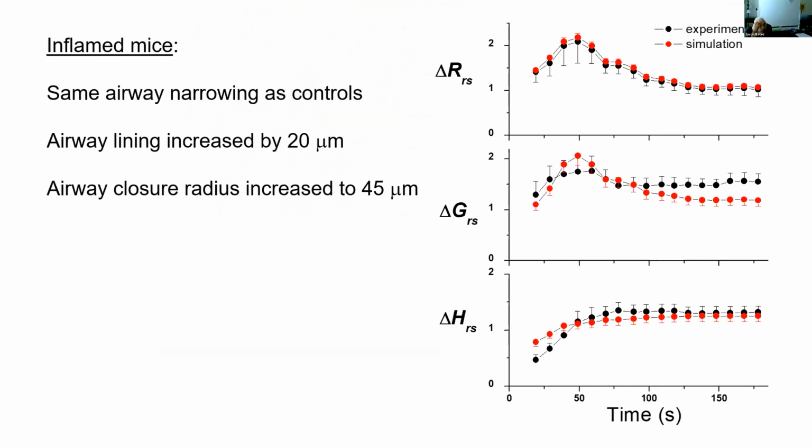So again, I put an inner lining in the airways of all the lungs of 20 microns, found by trial and error. And I increased the closure radius a little bit to account for the fact that there's more mucus in an inflamed lung. And when I did that, the matches got really good.